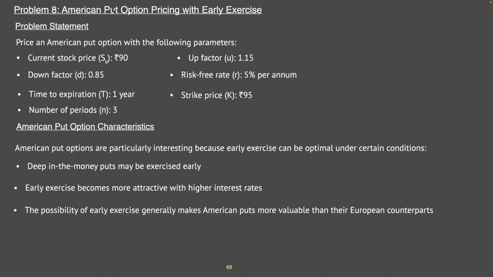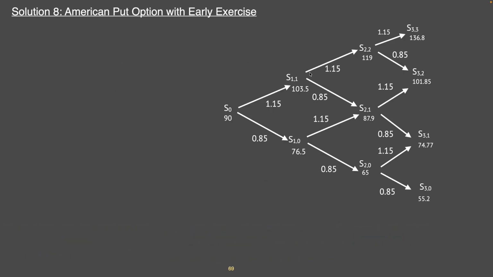So usually American put options are more valuable whenever they are deep in the money or when the interest rates are higher. Now, let us take straight away the tree. Since it is a binomial tree with 3 steps, the terminal stock prices you will get are 4 terminal stock prices. So the initial stock price is 90.